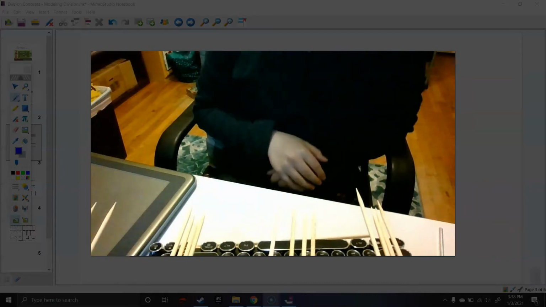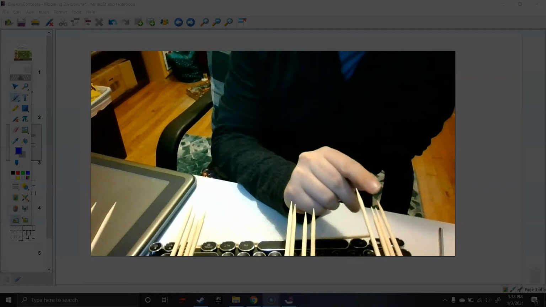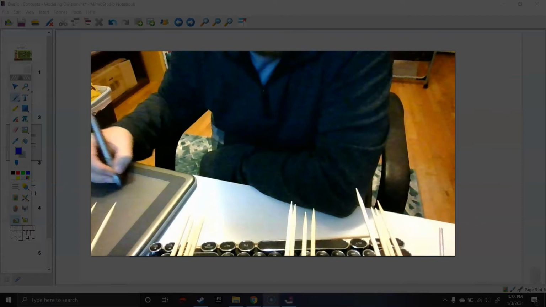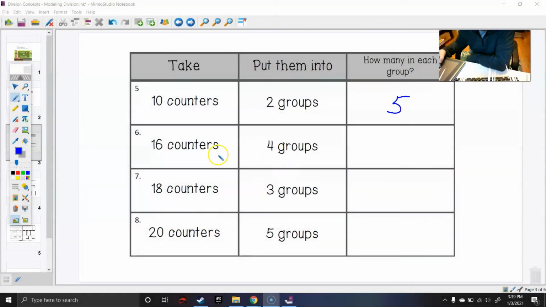All right, how many do we have in each group? We have 1, 2, 3, 4. So we know that 16 divided by 4 is going to be equal to 4.